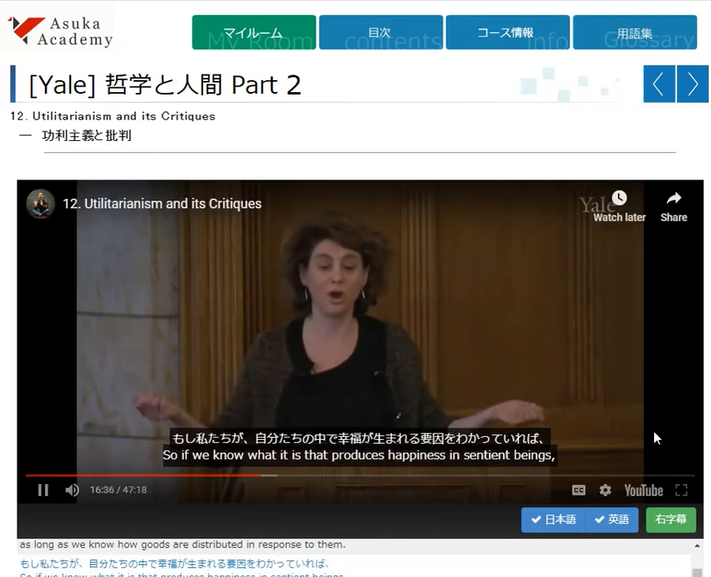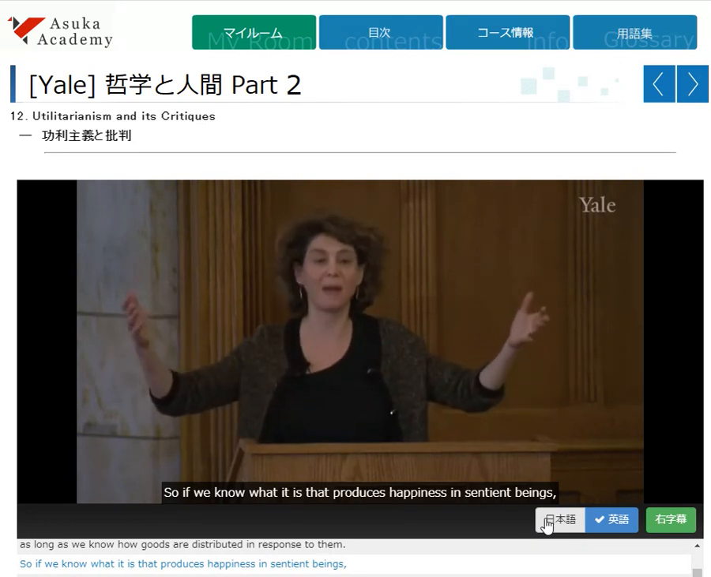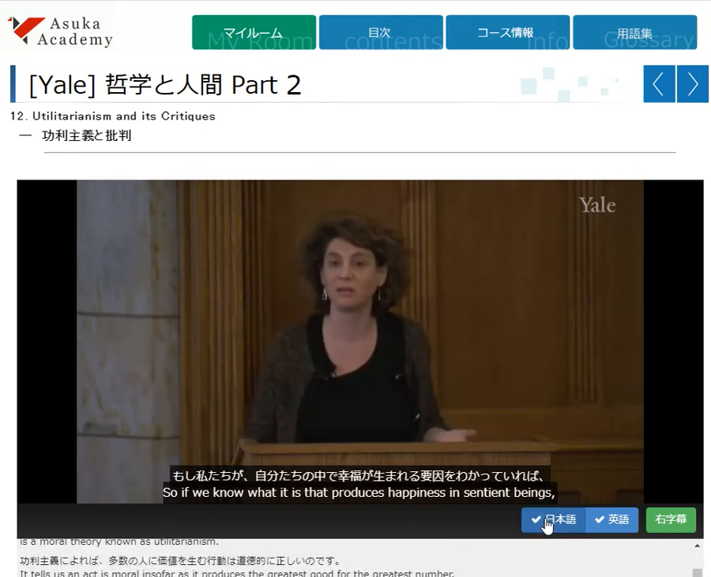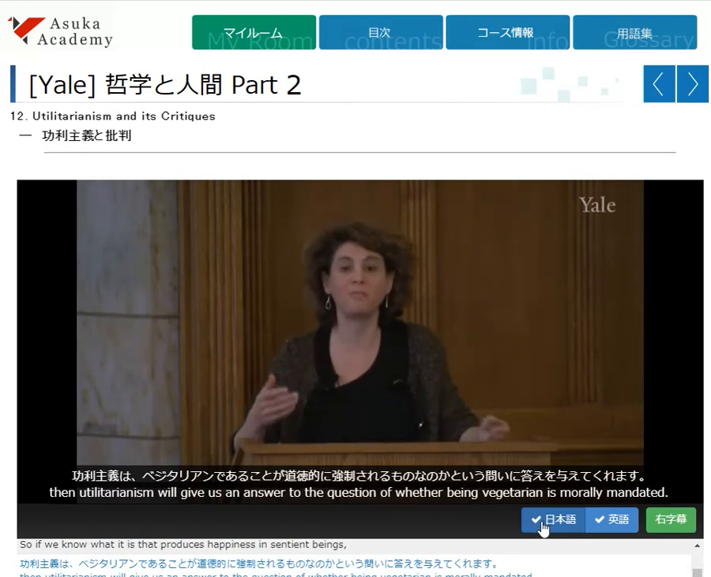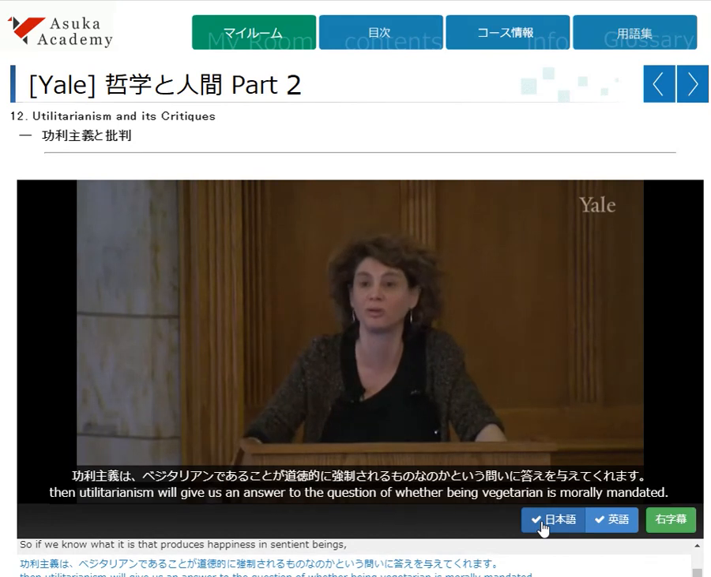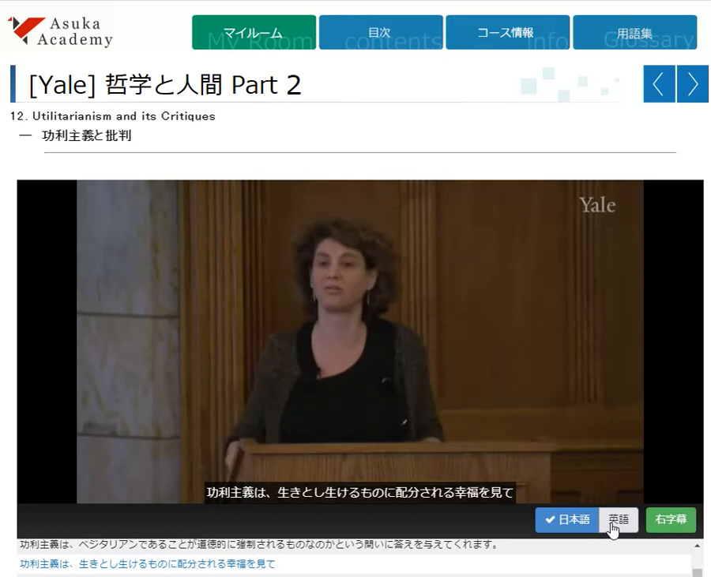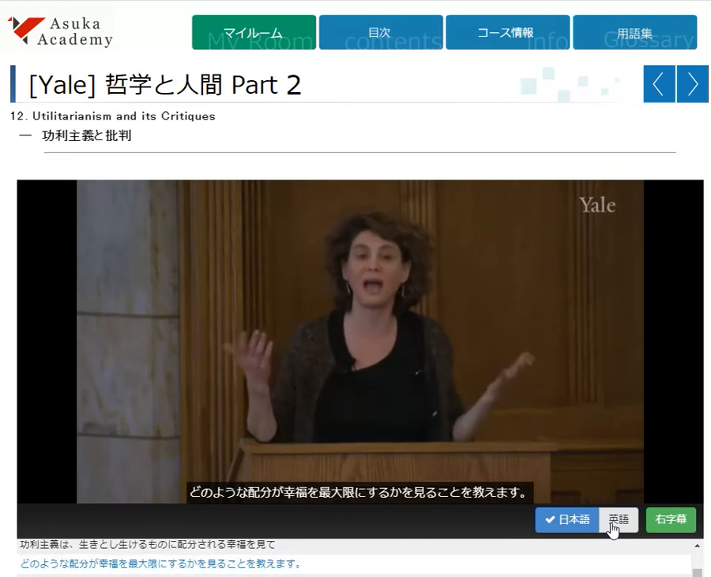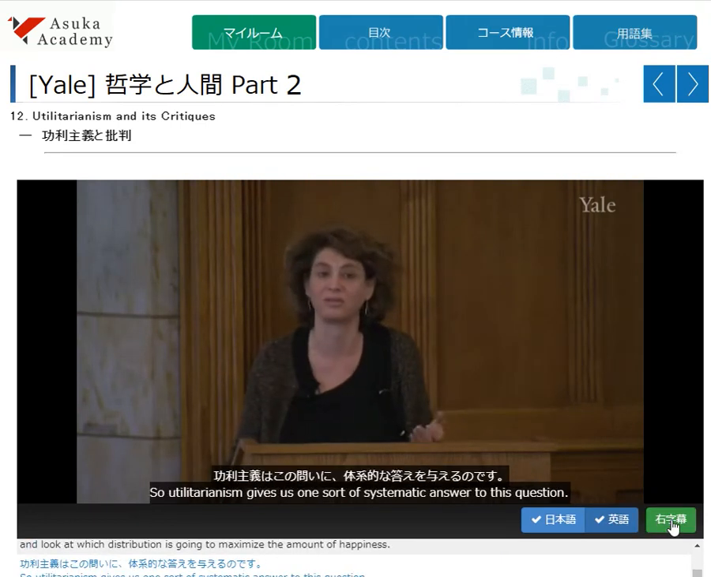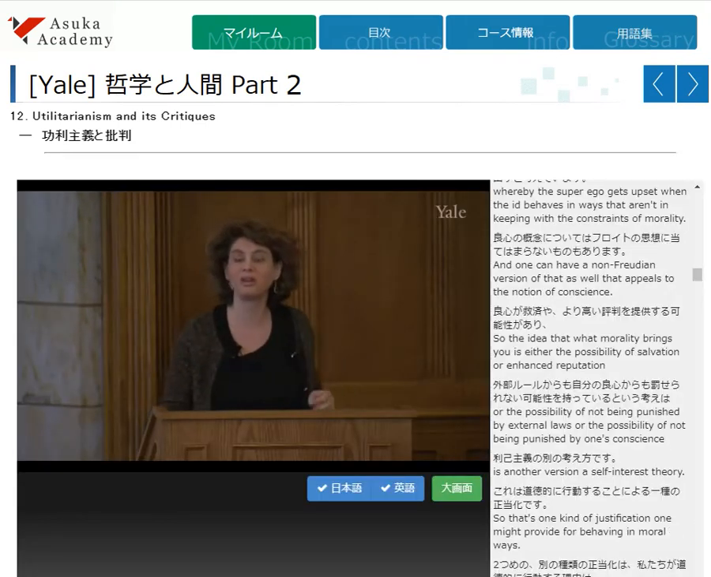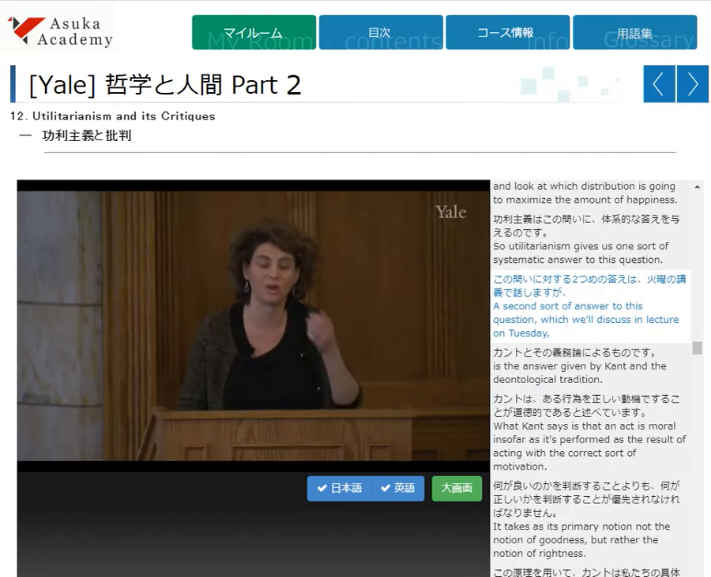So if we know what it is that produces happiness in sentient beings, then utilitarianism will give us an answer to the question of whether being vegetarian is morally mandated. It'll tell us to take the amount of happiness that's distributed across sentient beings and look at which distribution is going to maximize the amount of happiness. So utilitarianism gives us one sort of systematic answer to this question.